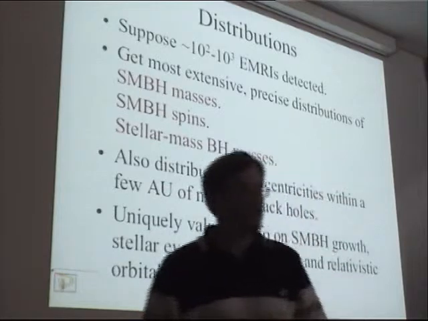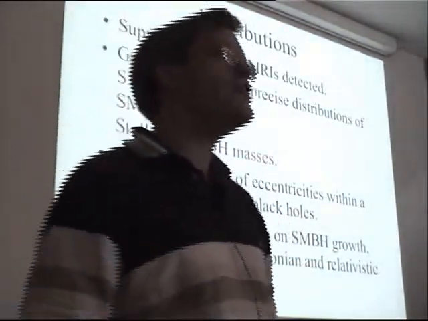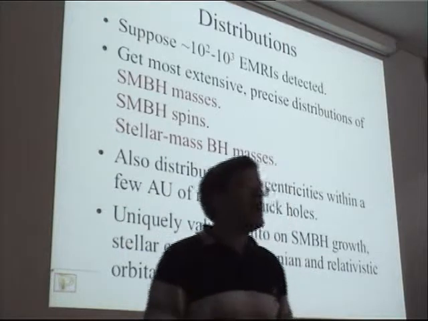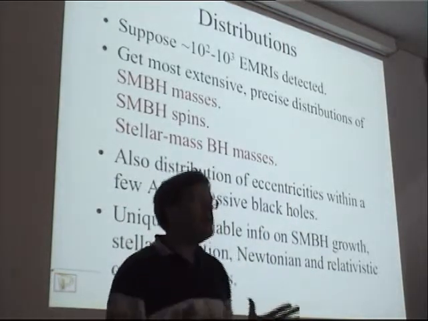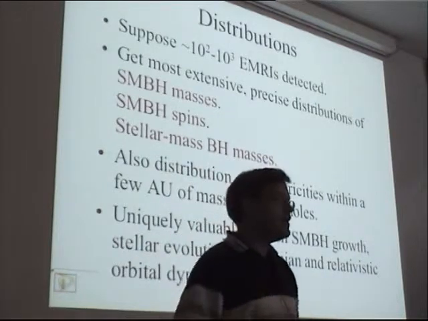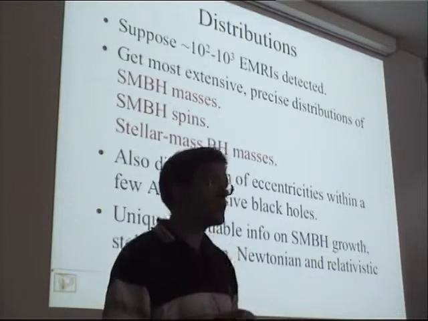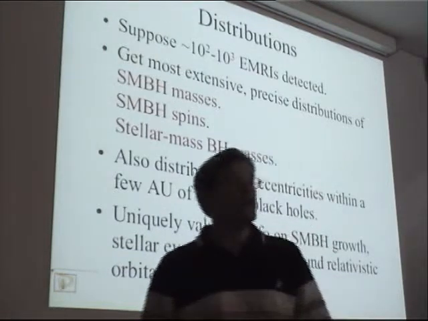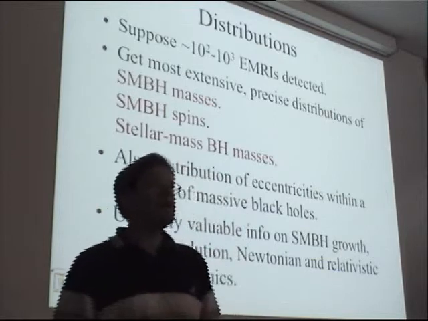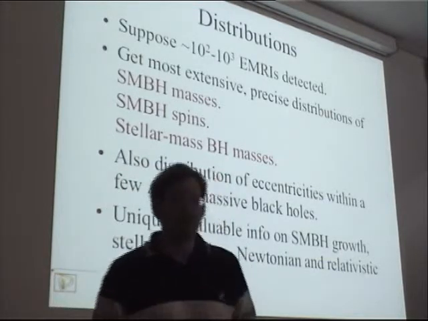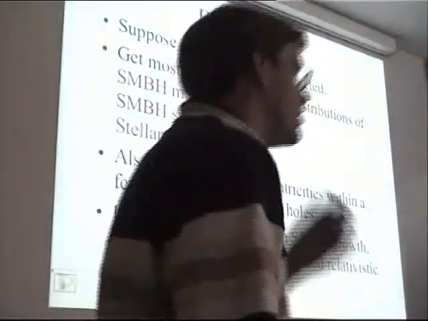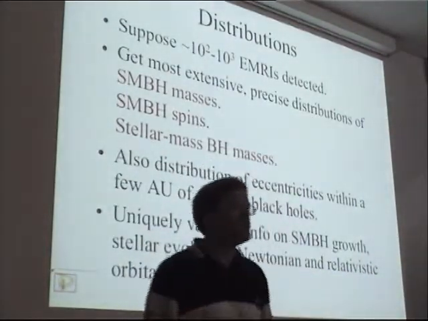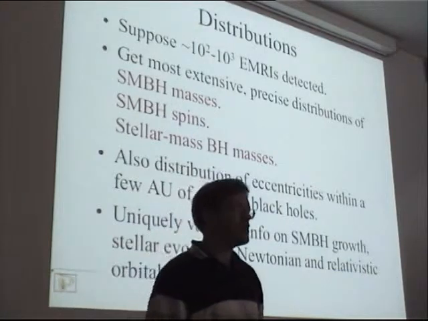So with respect to that, at a basic level, let us suppose that in the few-year lifetime of LISA, there are on the order of 100 to 1,000 EMRIs detected, EMRIs, IMRIs, whatever. This means that this will immediately be the most extensive in terms of total number, and also by far the most precise distributions of supermassive black hole masses and spins, and also stellar mass black hole masses. To give you an idea, currently the most precisely determined supermassive black hole mass is probably the one in the galactic center, but those are also a major source. We're talking here, if you're relatively optimistic, about something on the order of 5 to 10% uncertainty.